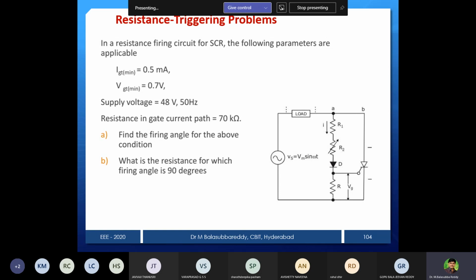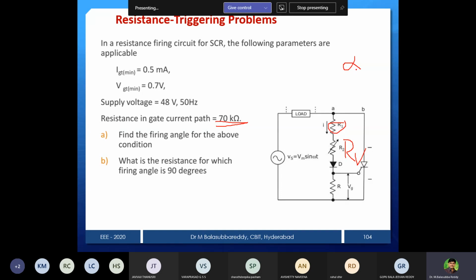I said in the theory part, by changing the RV, here R2, that is the RV, whatever convention you want to use, alpha is going to change. In that scenario, if I keep RV and the fixed resistance combined as 70 kilo ohms, then what is the probable value of alpha? That is the one question.